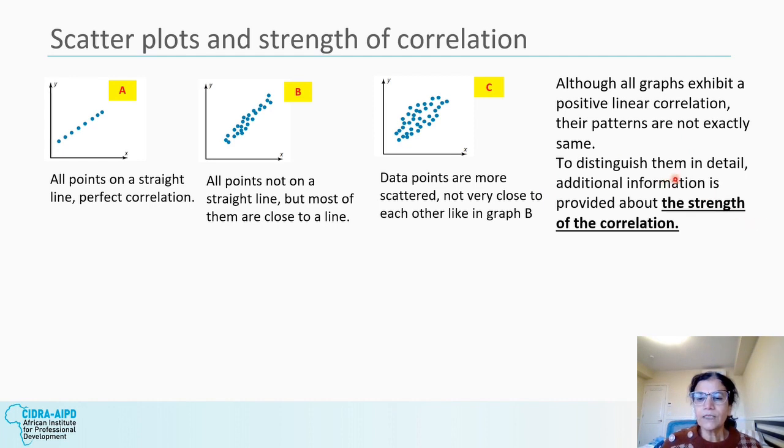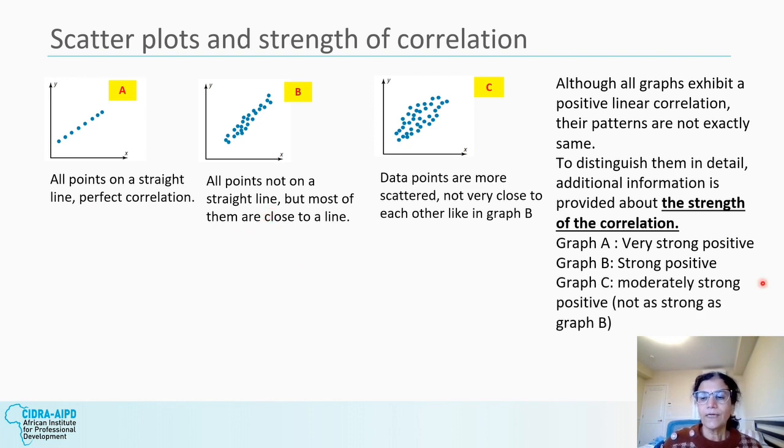So to distinguish them in detail, additional information is provided about strength of the correlation. The direction is given by positive or negative. Now we need extra information about strength of the correlation. This is very strong positive. All points are on a straight line. Graph B is strong but not as strong as this. So we just say it is strong positive. Whereas graph C, it is strong but not as strong as graph B or A. So it is moderately strong.